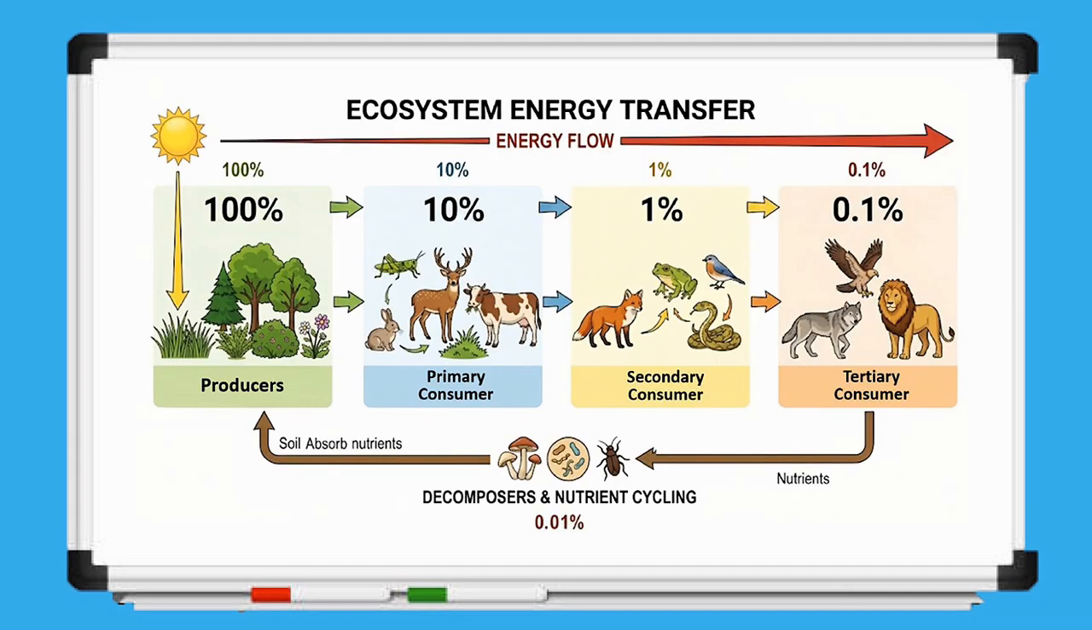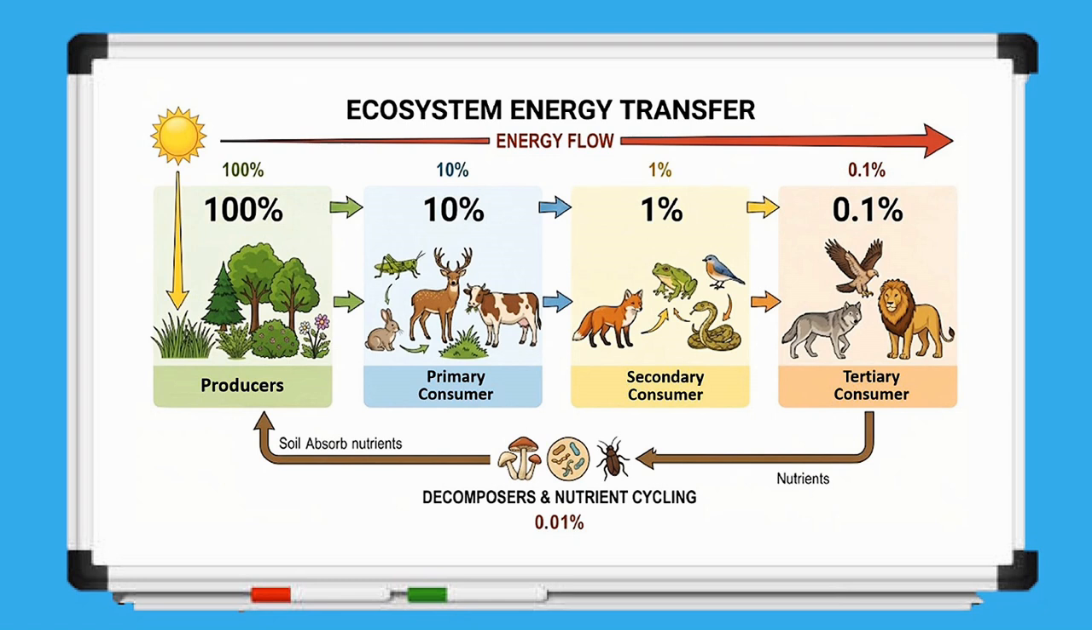Now, let's look at the second diagram. This diagram also demonstrates ecosystem energy transfer using the 10% rule. Producers capture the greatest amount of energy from sunlight and form the base of the pyramid. As energy moves to the primary, secondary, and tertiary consumers, only about 10% is passed on at each stage, while the majority is lost as heat to the environment.